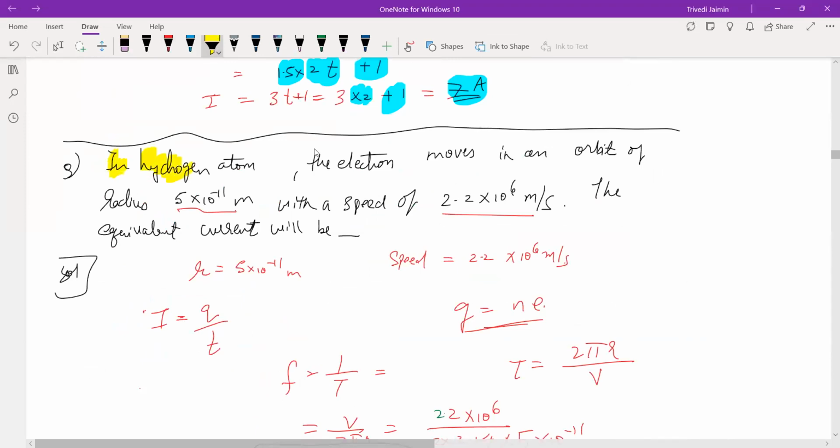In a hydrogen atom, the electron moves in an orbit of radius 5 into the power minus 11 meter with a speed of 2.2 into the power 6 meter per second. The equivalent current will be.